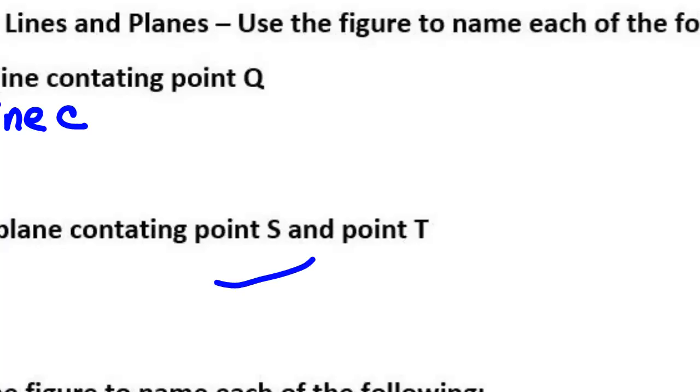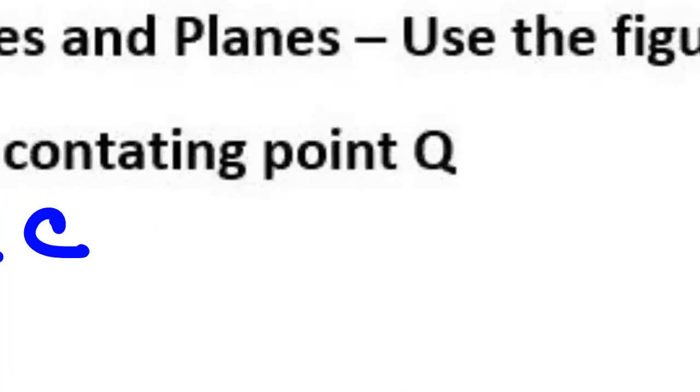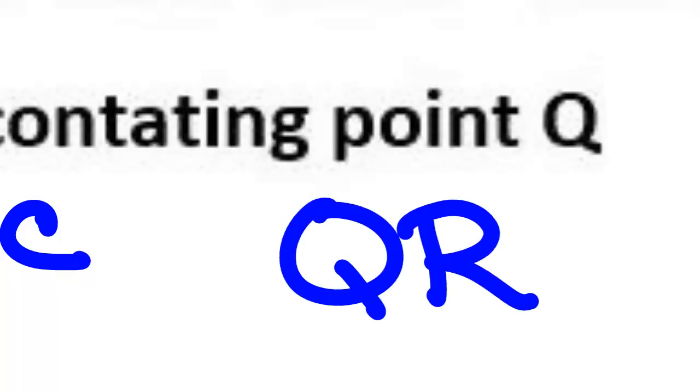Okay, so we can call this line C. You said that T and R are also on this line. So when we name a line, I need just 2 of the dots that are on that line. So I could call this line QR. That by itself is not quite enough to say that it's a line.